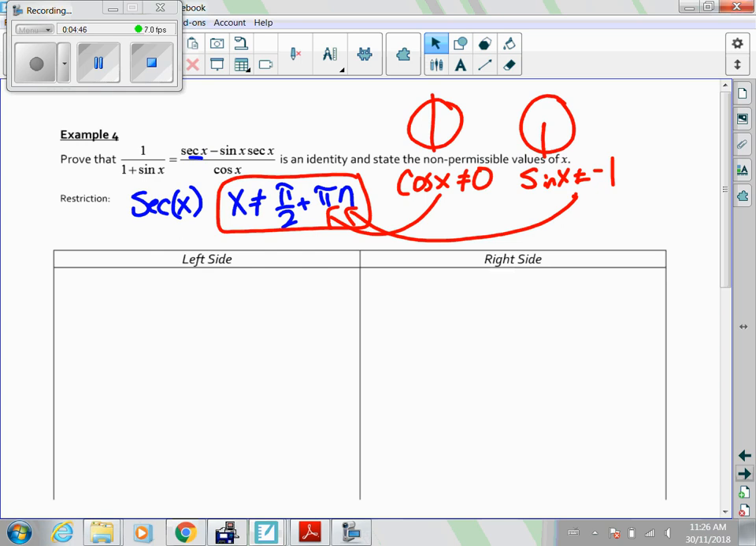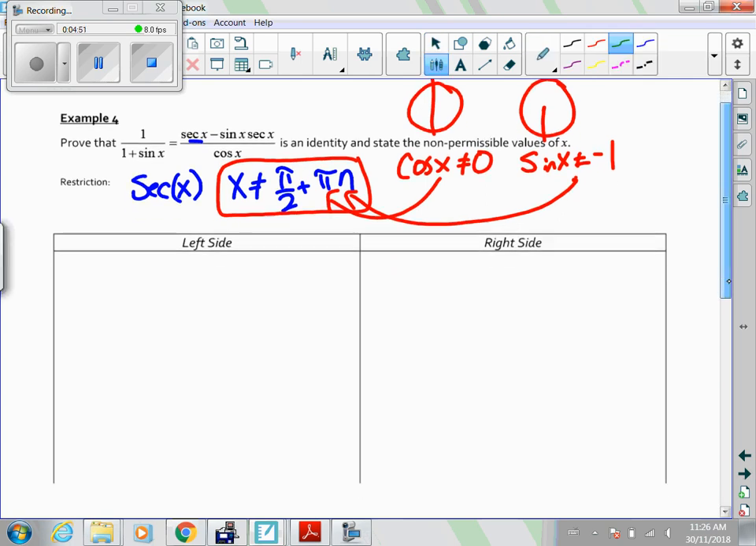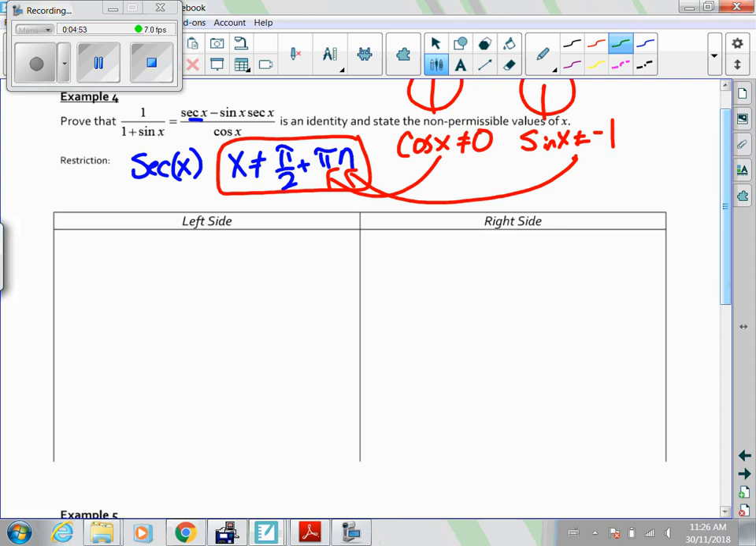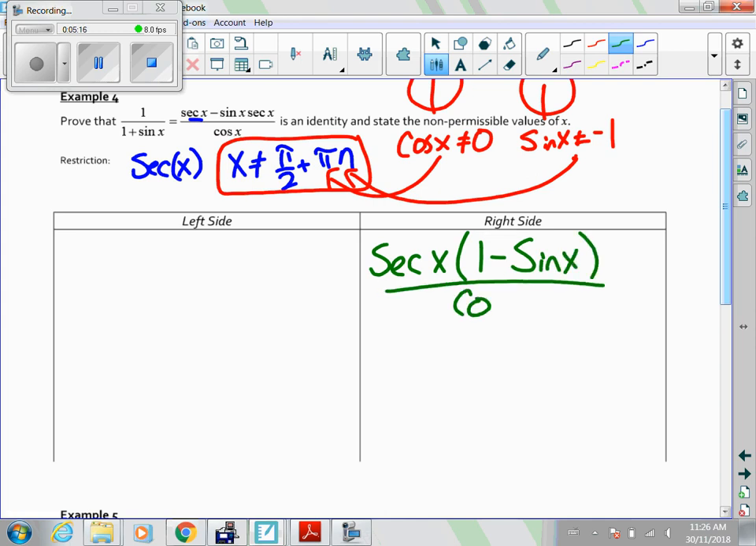Now we're going to move on to actually solving this thing. So I'm going to take this side apart. On the right side, and if we wanted to, one of the things people often do is they default to just change everything to sines and coses. And that's a good strategy, but it's not always the fastest way. So what I'm going to do is I'm going to first factor out the secant x. This is going to give me 1 minus sine x. So I just see that as a common factor.